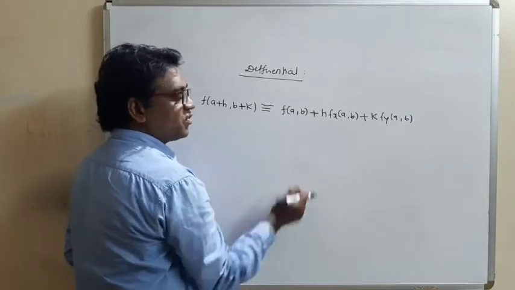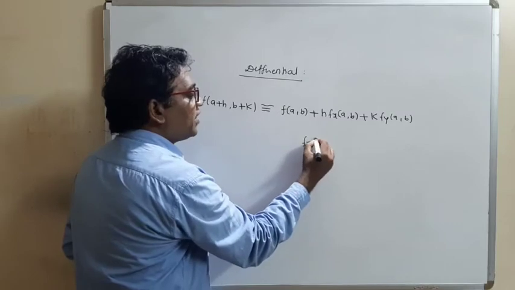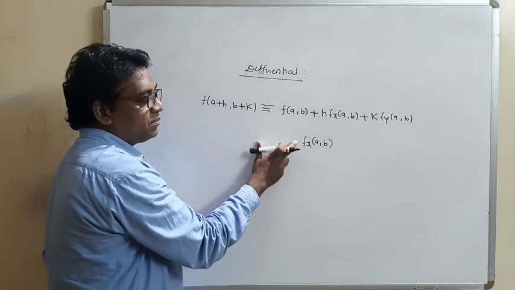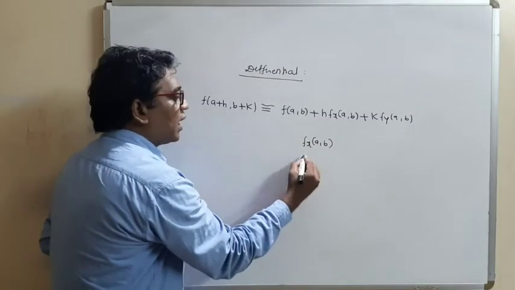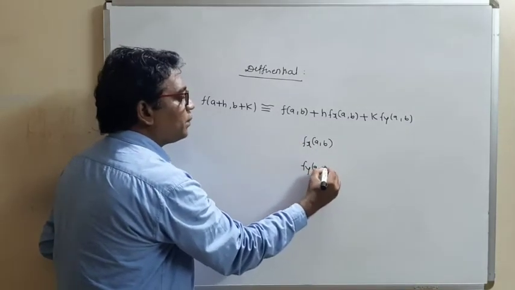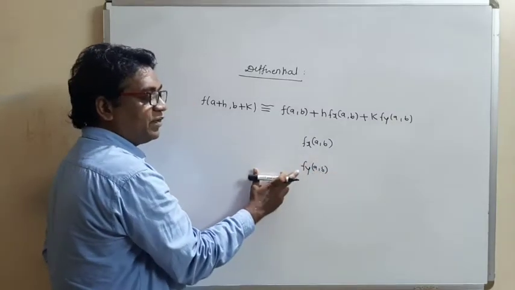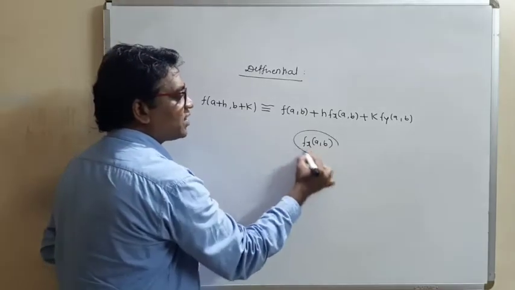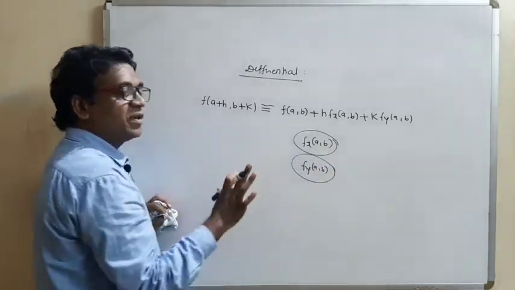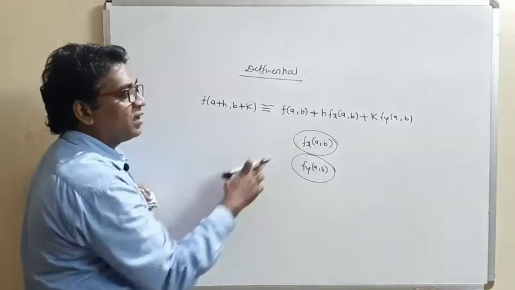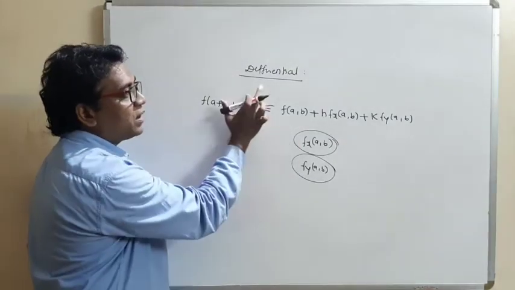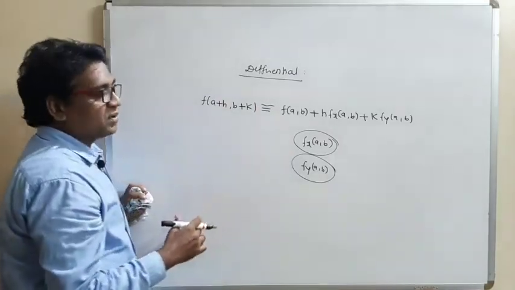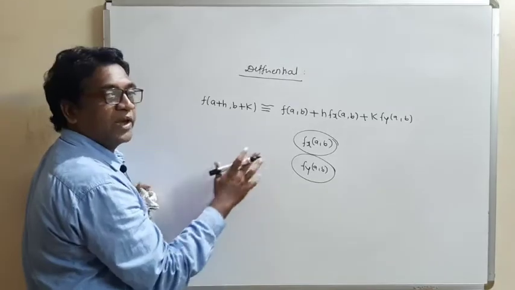Where, what is this notation? fx at (a, b) is called the partial derivative of f with respect to x, and this notation fy at (a, b) is the partial derivative of f with respect to y at the point (a, b). fx and fy are called the partial derivatives, and this formula is called the formula for differential, by which we can easily compute the approximate value of any function.